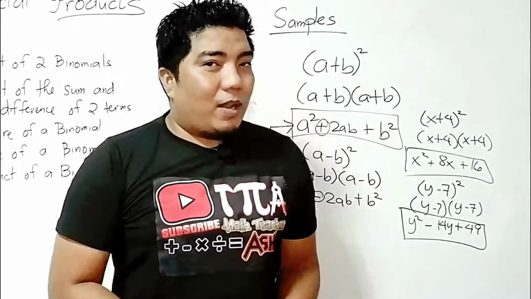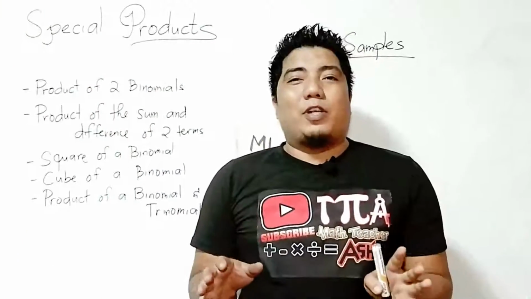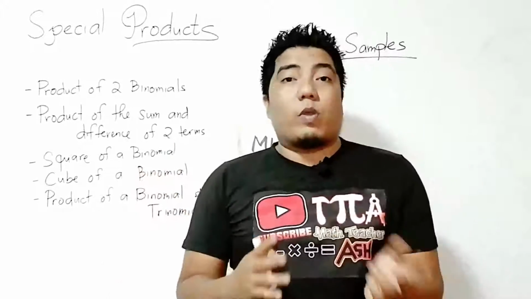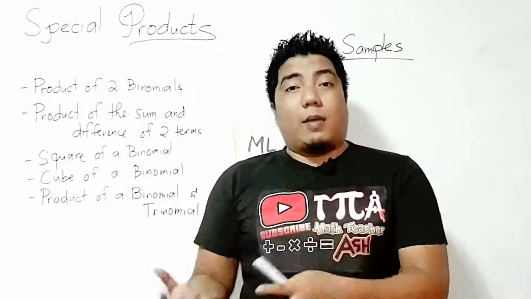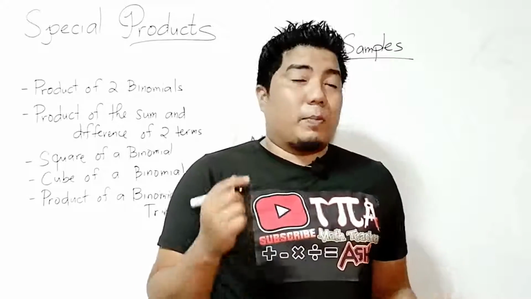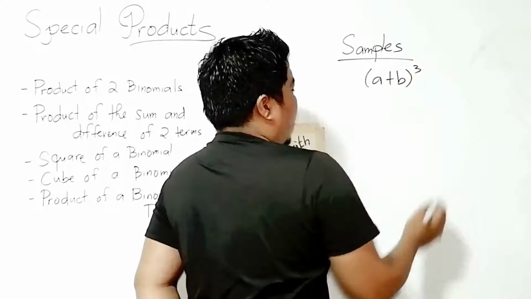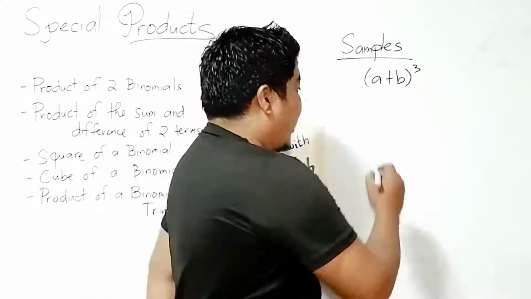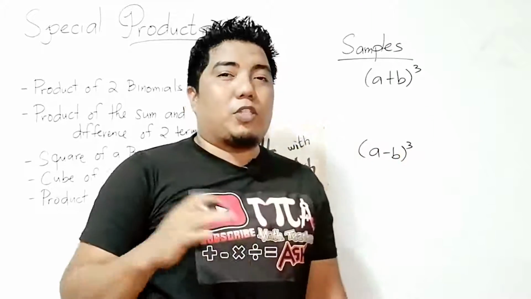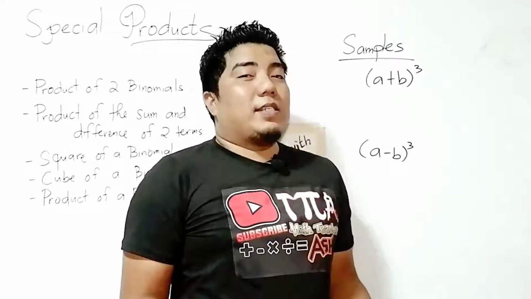Easy, right? Now, let us go to our cube of a binomial. Okay, math learners. For our cube of a binomial, it is just the same as the square of a binomial. We will talk about the sum and the difference of the binomials. So, if we have the cube of the binomial sum, we will have (a plus b) cubed. If we have the cube of the binomial difference, then that will give us (a minus b) cubed. The question is, how do we get the technique here? Okay, my dear math learners, this is the technique.